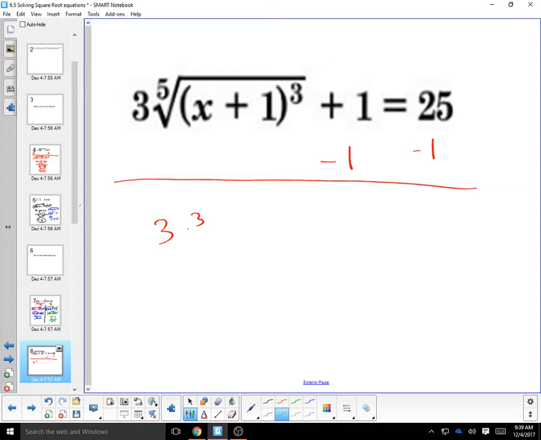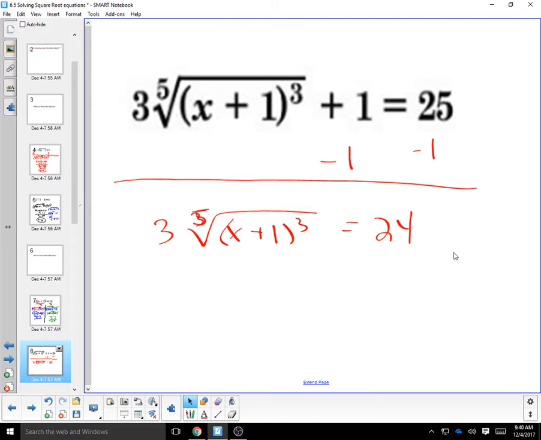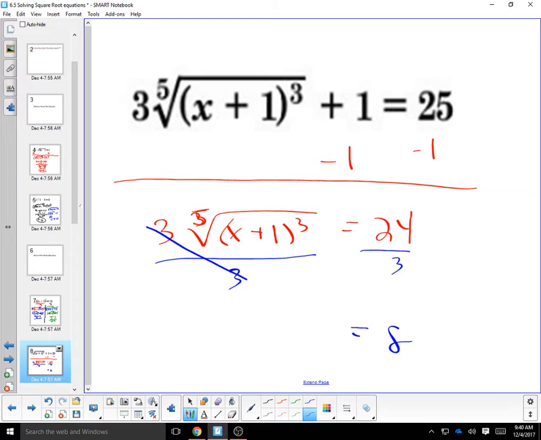3 times the 5th root of x plus 1 to the 3rd. That's equal to 24, right? Oh, you just didn't let me finish. My bad. All right, I'm dividing by 3. That's going to give me 8 on this side. But over on the left side, I've got x plus 1 to the 3/5.